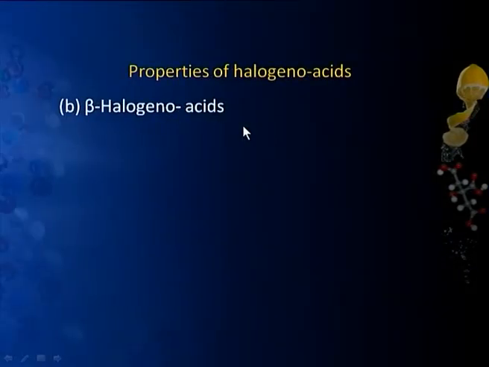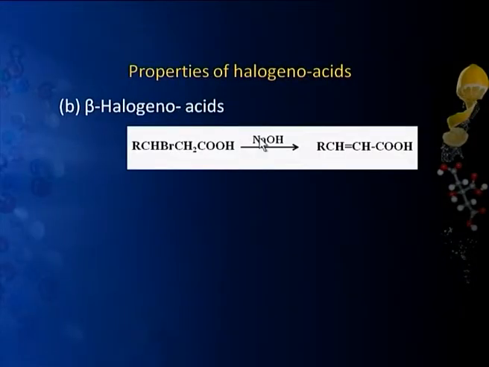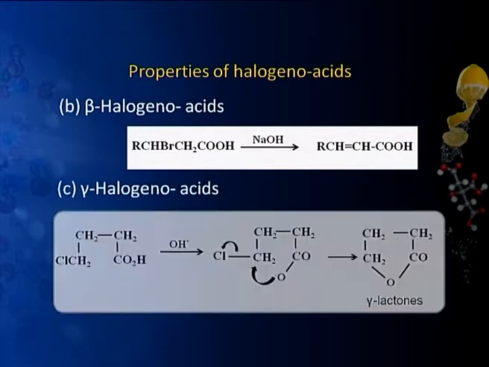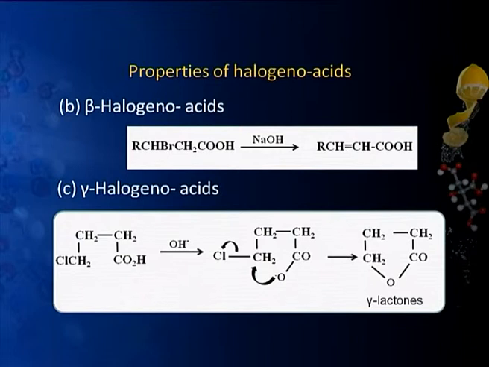If you have beta halogeno acids, on treatment with alkali they eliminate a molecule of halogen acid, taking hydrogen from the alpha carbon, and we get these alpha beta unsaturated carboxylic acids. Gamma halogen acids on treatment with sodium hydroxide undergo a reaction in such a way that we get cyclic esters which are known as lactones.